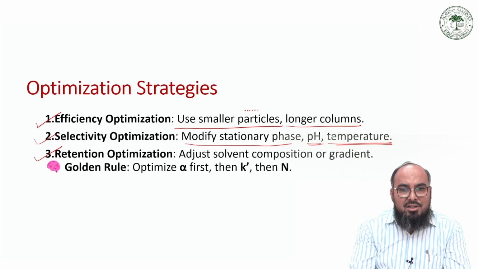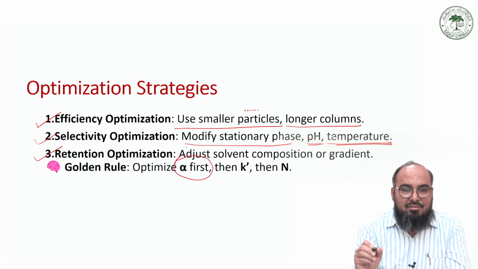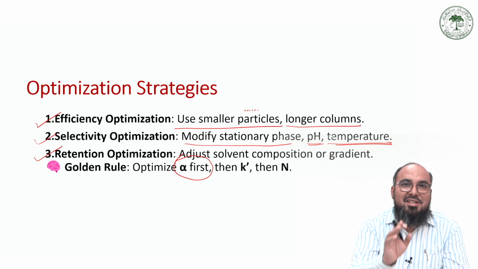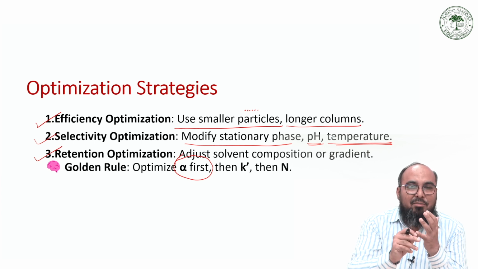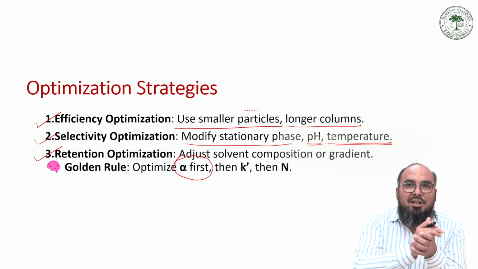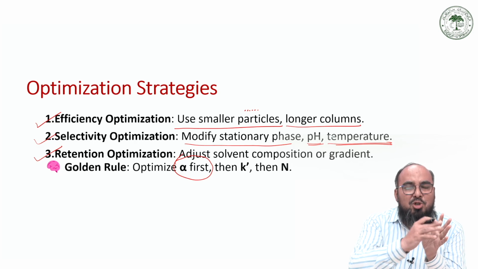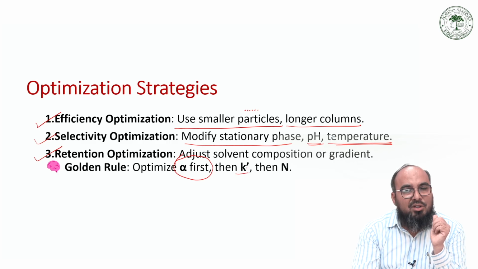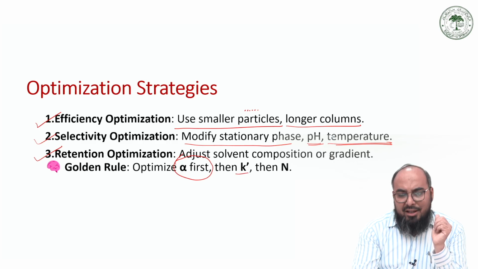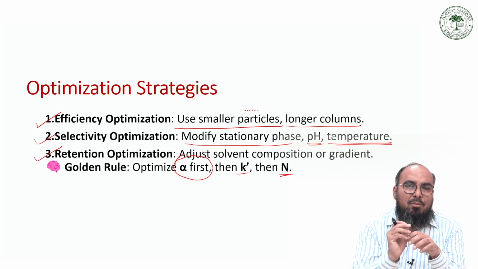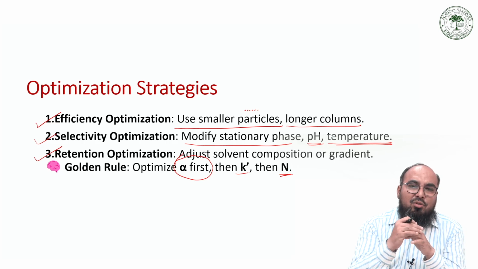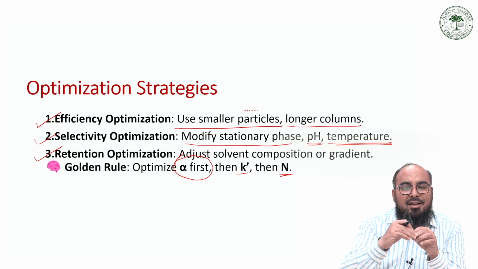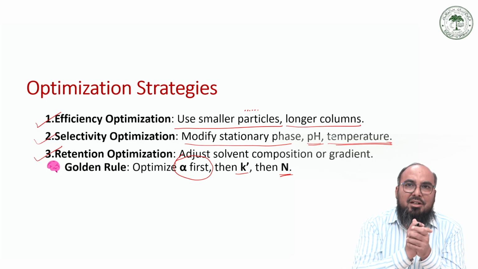So the golden rule is that initially you have to optimize this, because this is actually the hero of all these three. This is the hero, alpha, because a small change in alpha can lead to a change in resolution many times, many folds. Then comes the second one, the k dash, and lastly the N, because N is a little bit controversial. The moment you increase the number of theoretical plates, the time also increases. So you have to keep an eye on the time also.